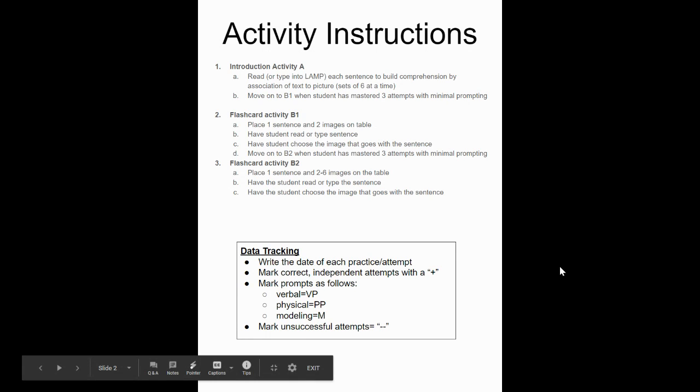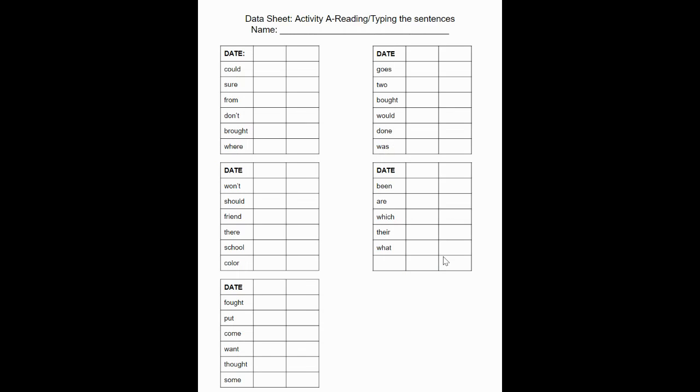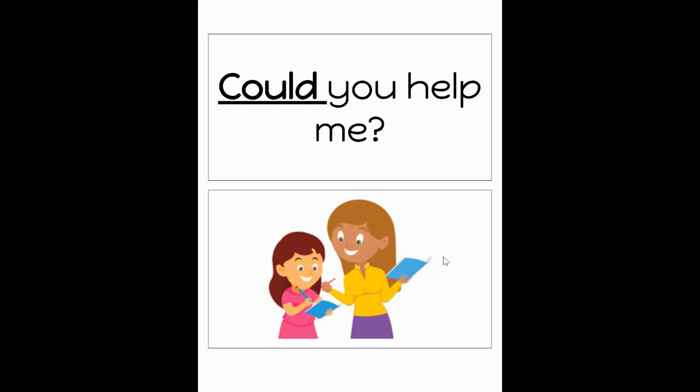The first activity is to read or type each sentence into LAMP, or read it aloud, to show that they're building comprehension by association. Really, this is just typing the sentence or reading the sentence on the page and moving on to the next picture. So here's an example. Could you help me? And that's it. You could talk about it.